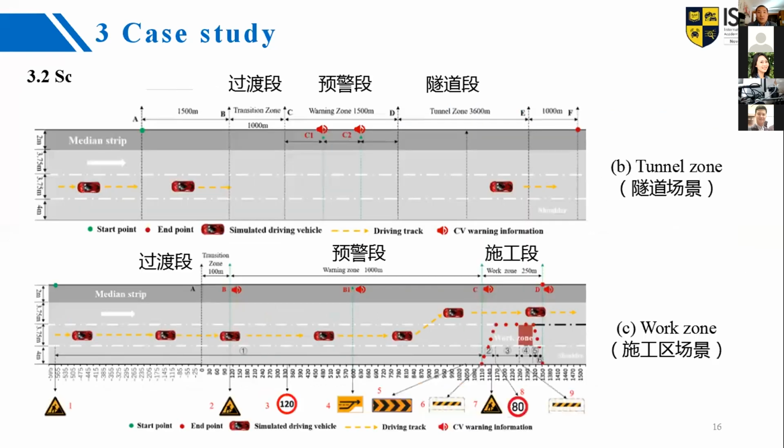This slide shows the other 2 scenarios, tunnel zone and work zone. They both include transition zone and warning zone. As we can see, the necessary traffic signs and markings are shown in suitable areas.